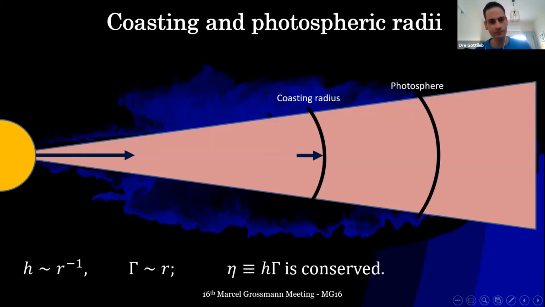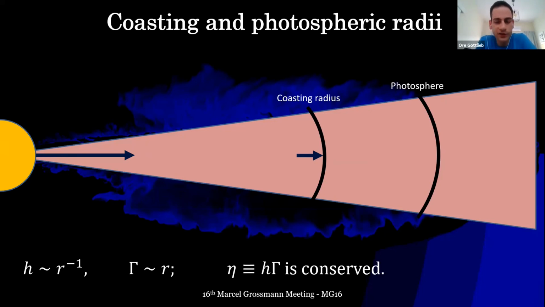The second feature is the efficiency. Efficiency, as Asaf mentioned, is something that depends on the coasting radius and the photospheric radius. The coasting radius is where the jet finished its acceleration, or the typical radius at which the jet converted its internal energy to kinetic. And the photosphere is where the photons can diffuse out to the observer.